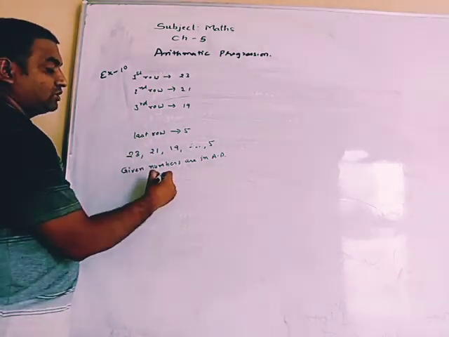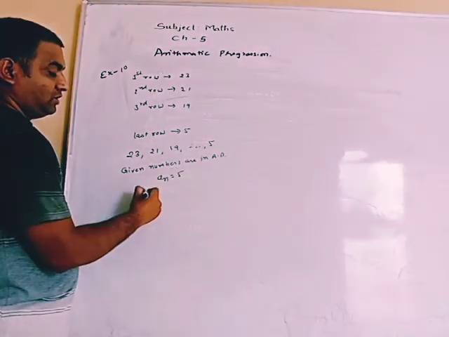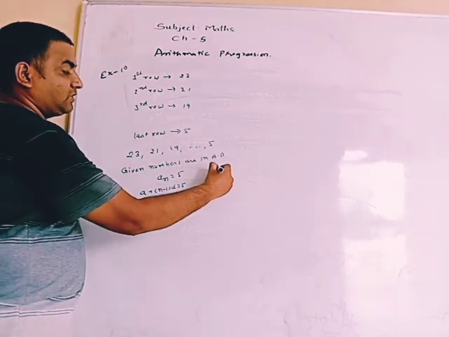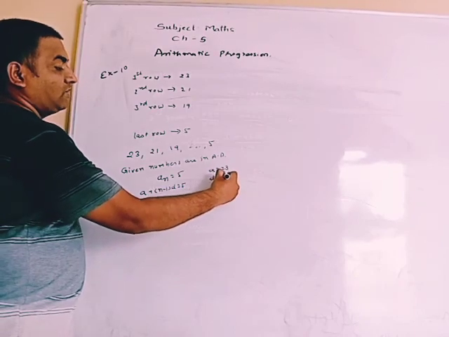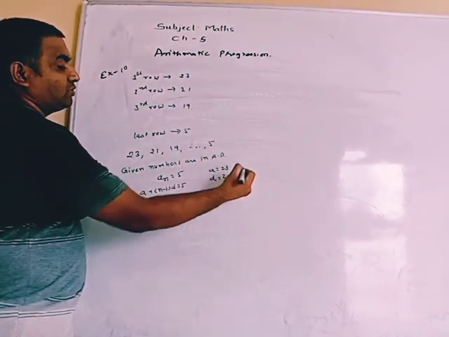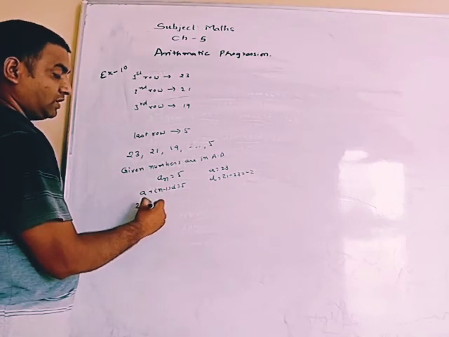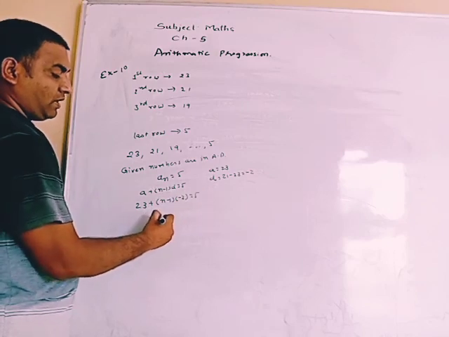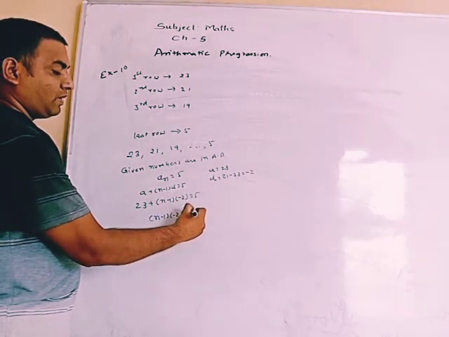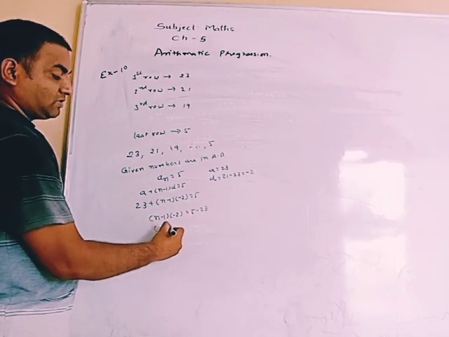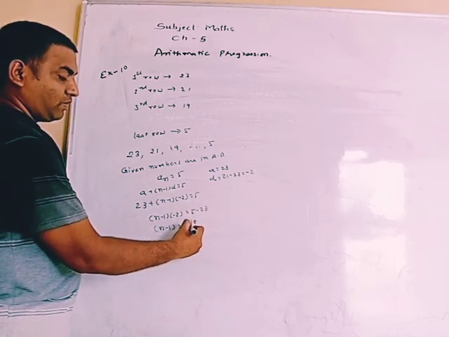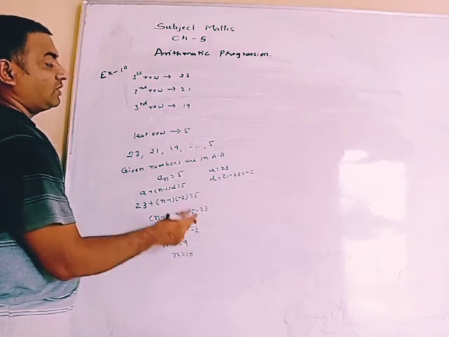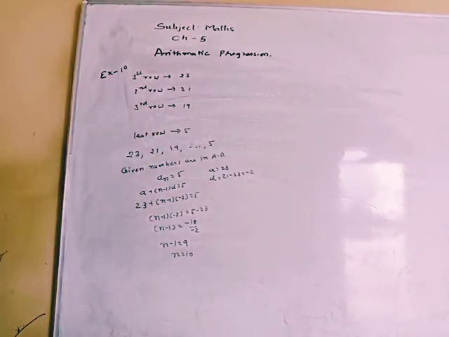Now we want to find how many rows there are, meaning the nth row is unknown. So let an equal 5. So a plus (n minus 1)d equals 5. Our a is 23 and d is 21 minus 23, which is minus 2. So 23 plus (n minus 1) into minus 2 equals 5. So (n minus 1) into minus 2 equals 5 minus 23. So n minus 1 equals minus 18 by minus 2, so n minus 1 equals 9. So n equals 10. So the 10th row will contain 5 flowers.